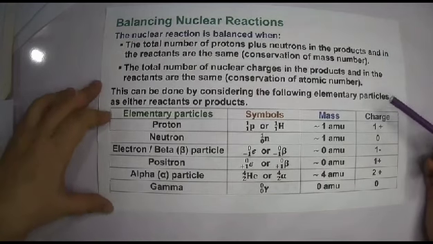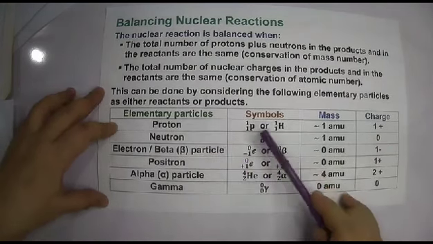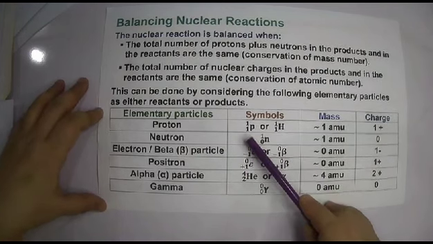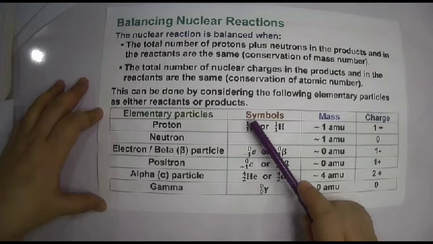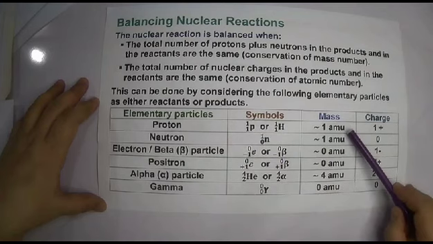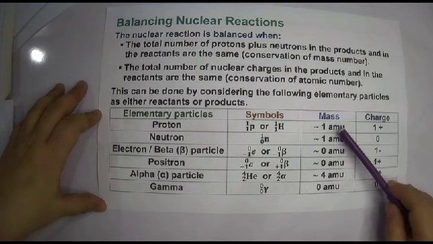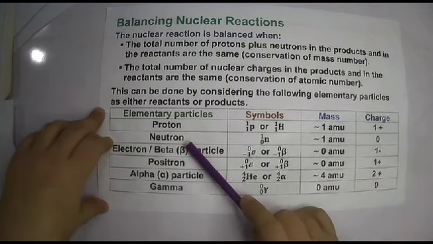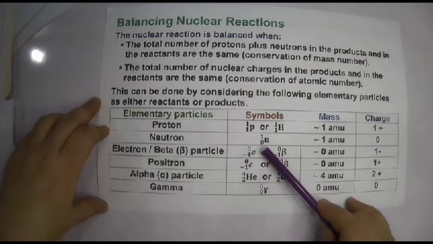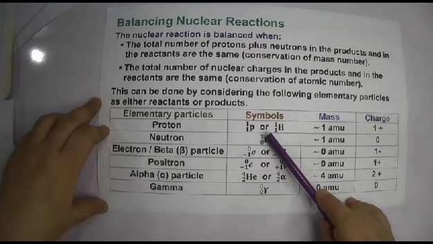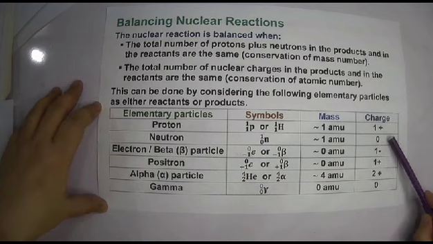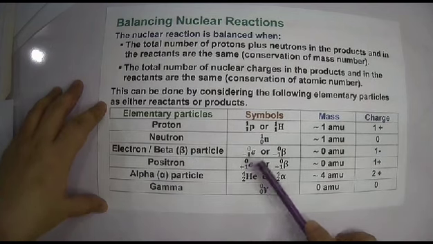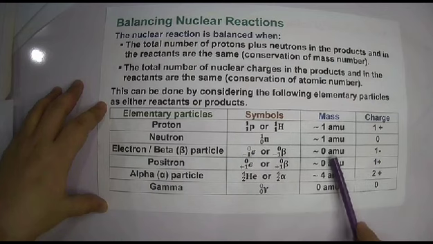These elementary particles are the proton, symbol p, or the symbol for hydrogen, with an atomic number of 1 and a mass of 1. The mass is approximately 1 atomic mass unit and a charge of positive 1. Whereas the neutron has a charge of 0 and a mass of 1. An electron or beta particle has a charge of negative 1 and a mass of 0.